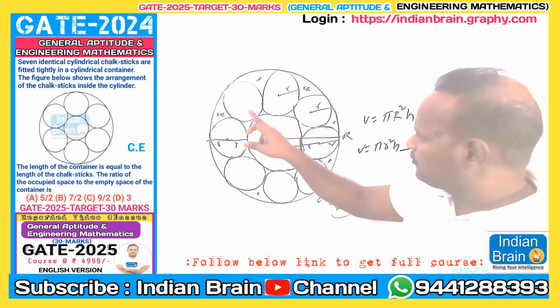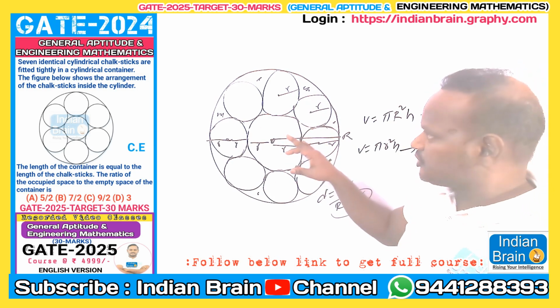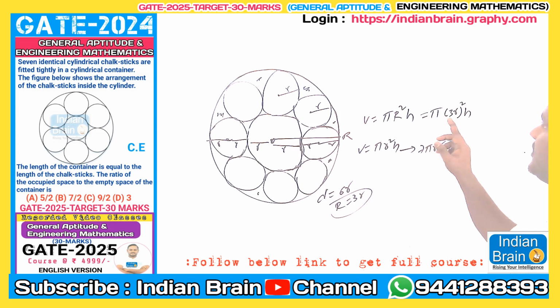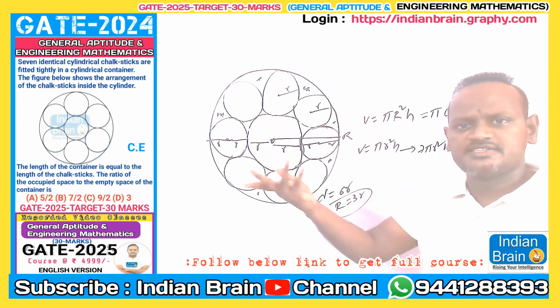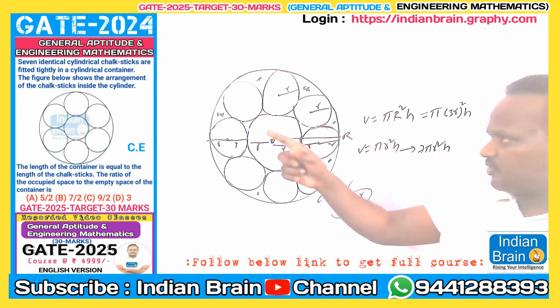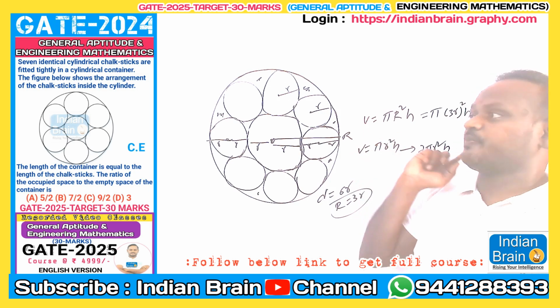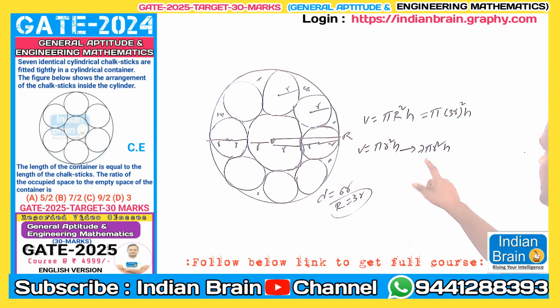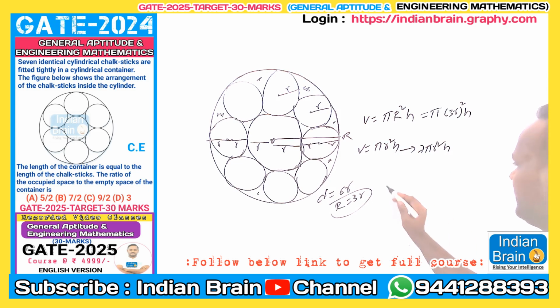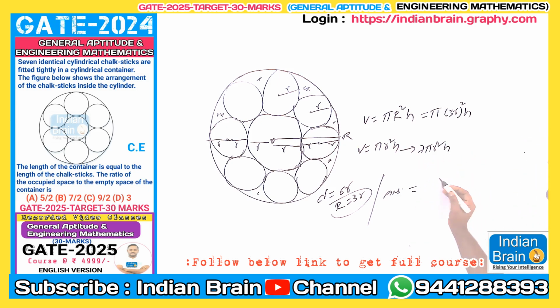That's why I need to go for the values. These values should be subtracted from where? The original volume of the outer cylinder. That's it. The question is occupied space to the empty space. Occupied space can be what? 7 pi r square h, right? So the answer: upside, occupied space 7 pi small r square h. What is your empty place? Empty space is nothing but total volume minus occupied space.